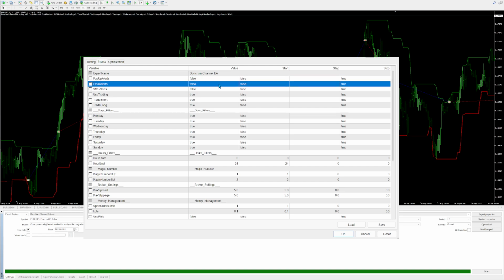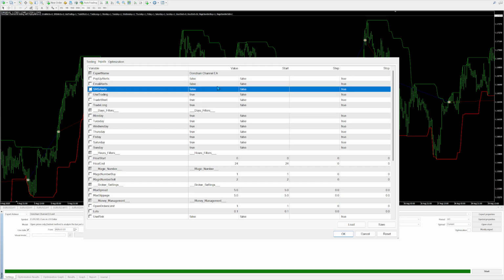Email alerts is the same as is SMS alerts. These will just send you the alerts via email or via SMS, which is handy if you're away from your platform. Perhaps you're out and about, you're on your sofa, just away from your machine, and you want to keep track of potential opportunities. These alert signals come in handy.